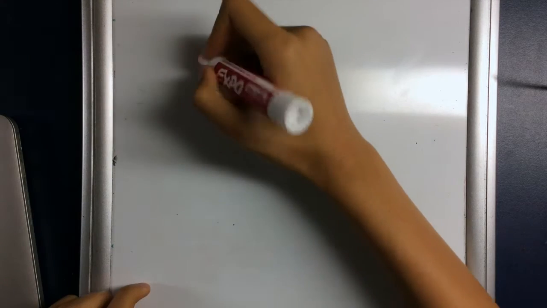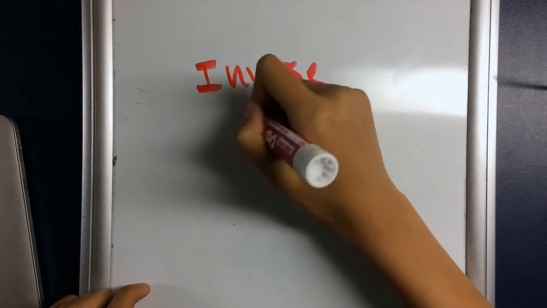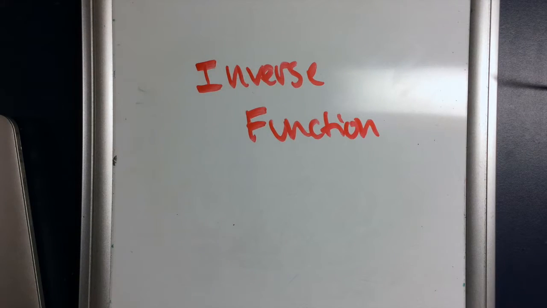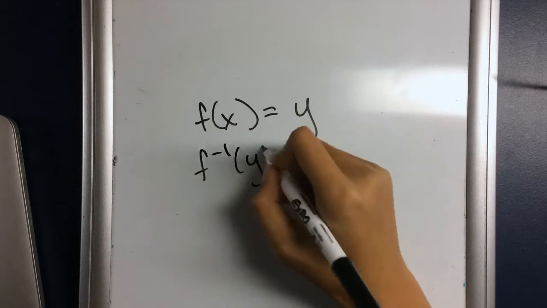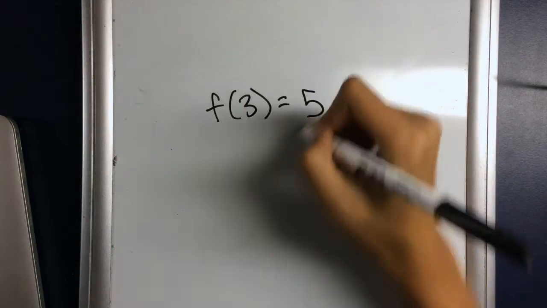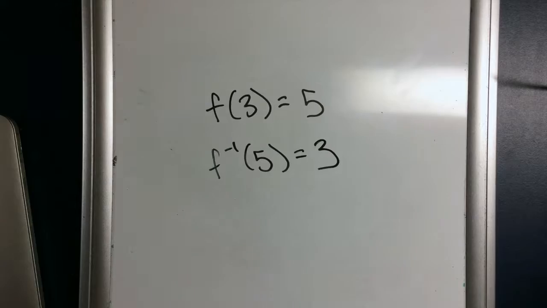But first, since we're talking about inverses, let's review what inverse functions are. An inverse function is sort of like an undo button that reverses a function. For example, if f of x is equal to y, then the f inverse of y would be equal to x. Also, if f of 3 is equal to 5, then the f inverse of 5 would be equal to 3.